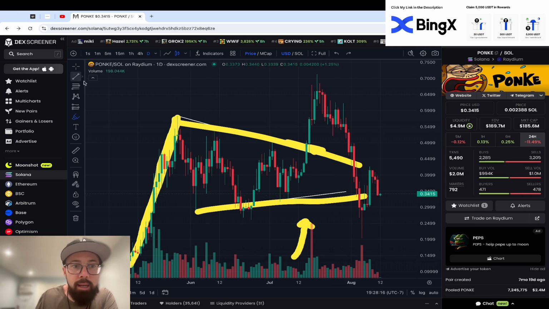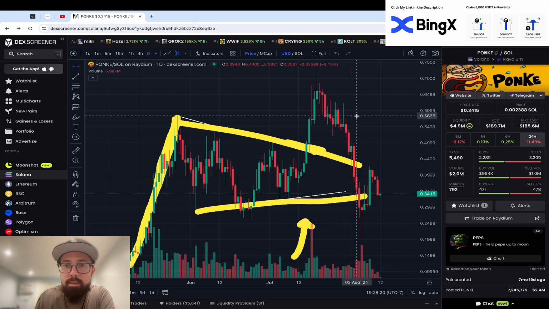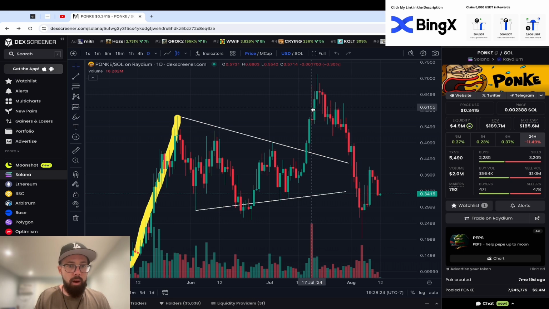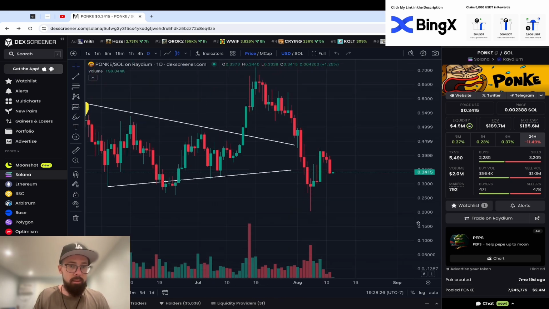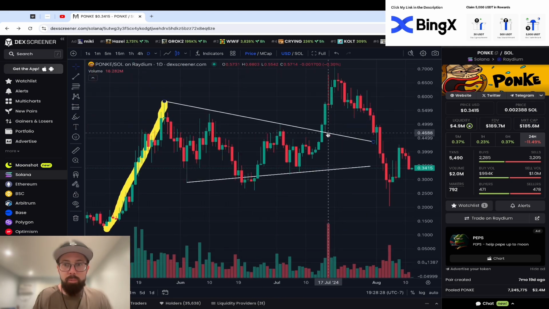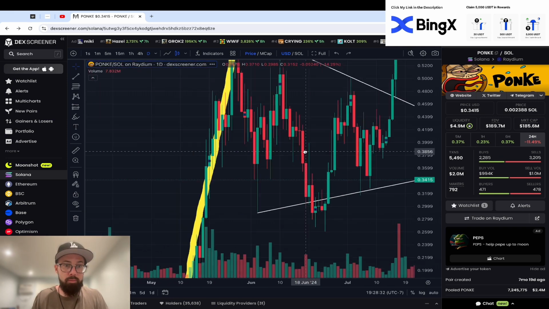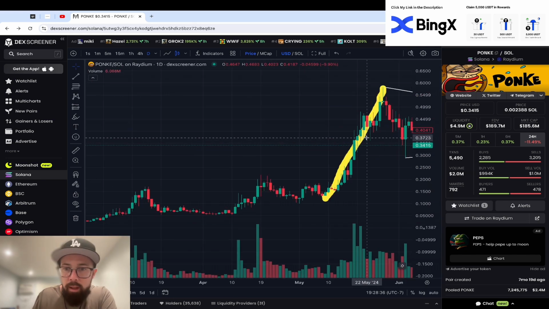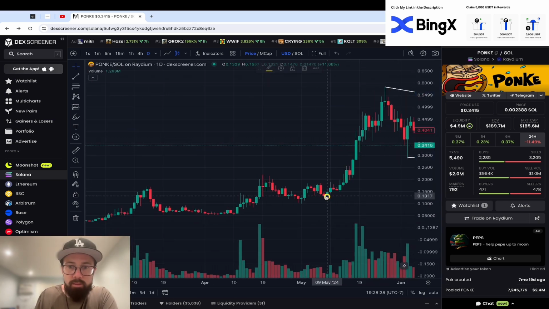Really, really nice breakout. Unfortunately, it didn't hold, topped out at 71 cents because the macro market was selling off, all right? But that's a bull pennant. Nice move from 45 to 70 cents. Really, really big move. Now, let me show you some other patterns.